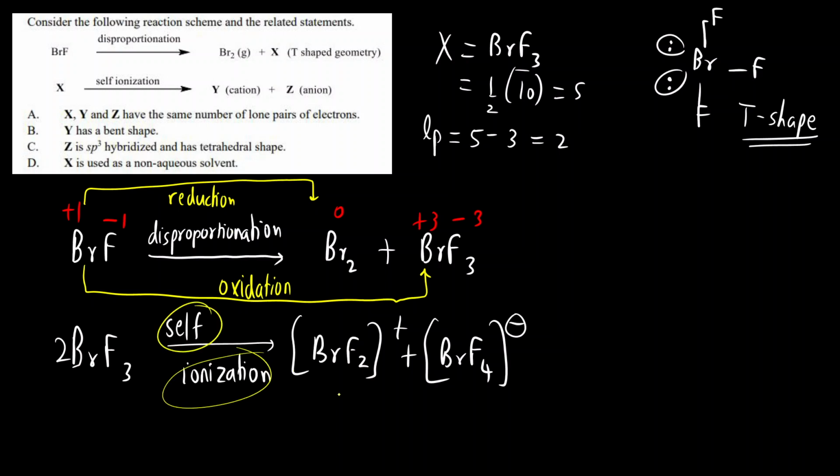In self-ionization, we saw one cation is formed. This is Y and this is Z. So what will be the geometry of Y?